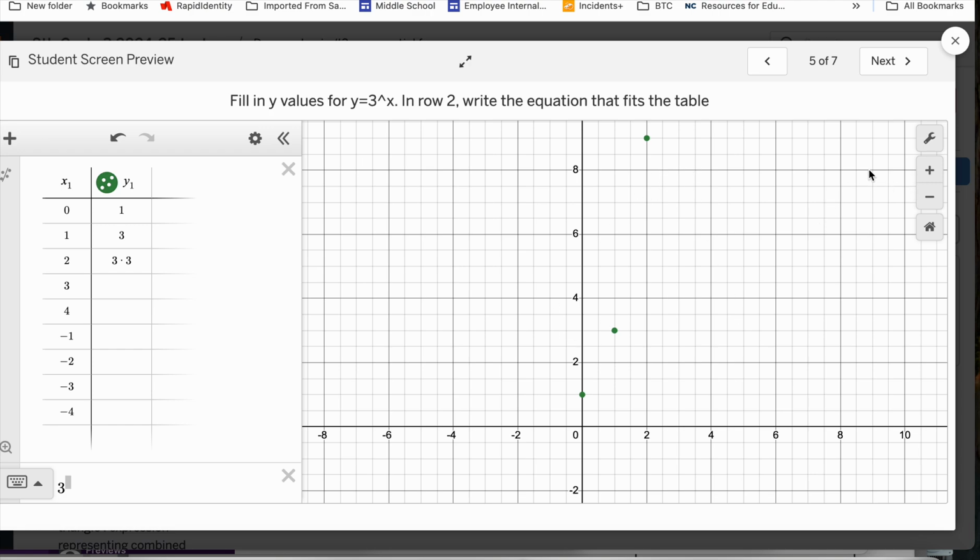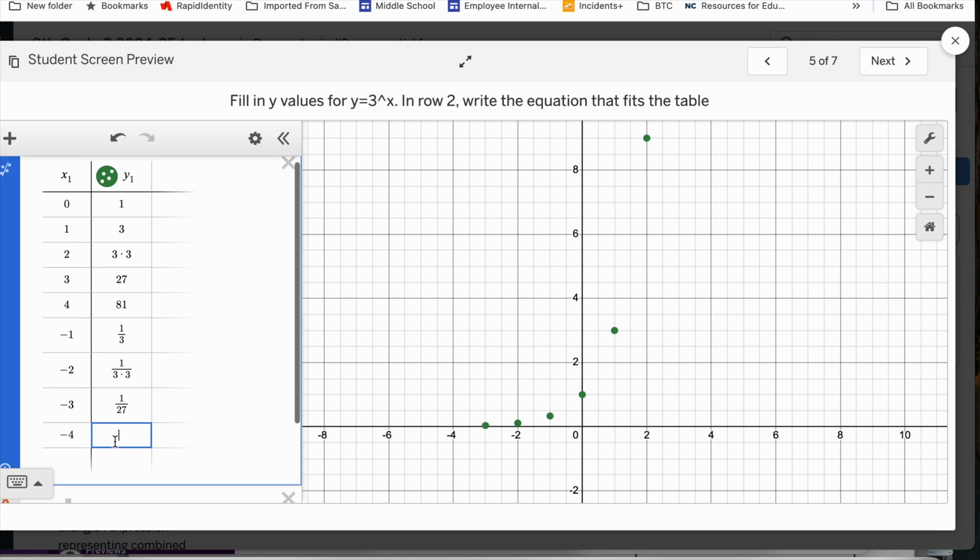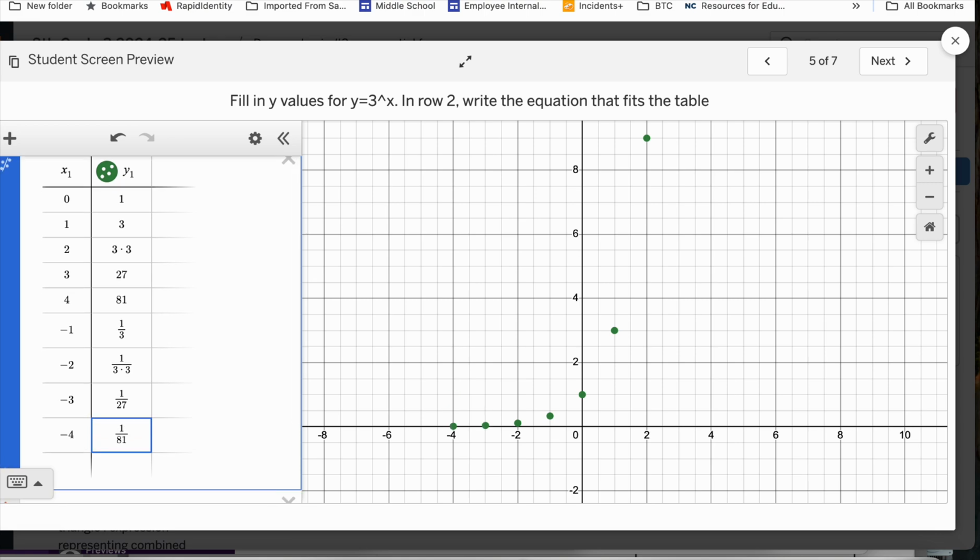All right, and then 3 to the third power would be 27. I just put that in. 3 to the fourth power, 81. Now what happens when we do to the minus 1? So 3 to the minus 1 means 1 divided by 3 to the first, so that's 1/3. And the next one would be 1 divided by 3 times 3, 1/9. And 3 to the minus 3 would be 1 divided by 27, 3 to the third, and 1 divided by 81.